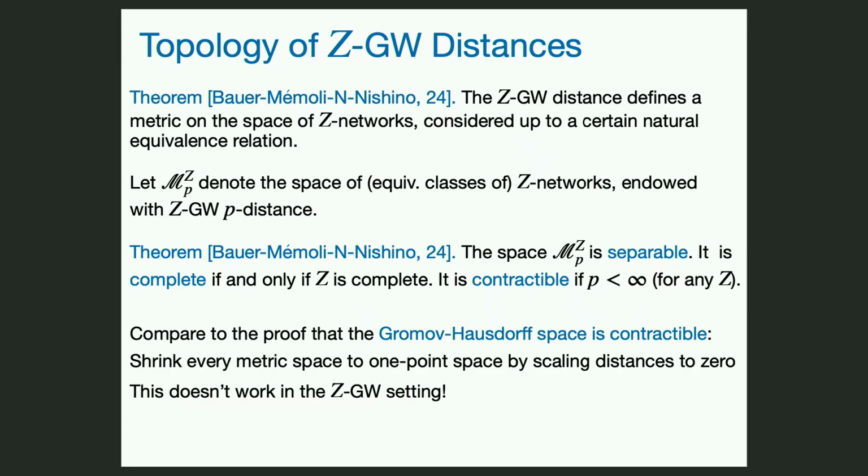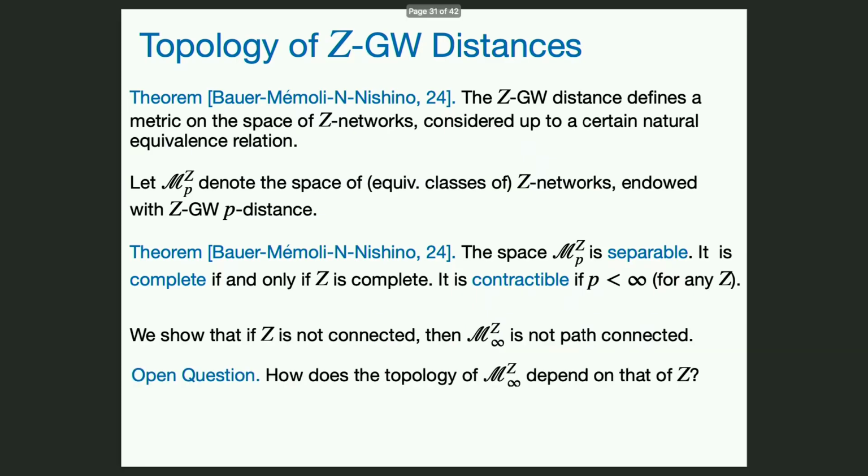Because the trick to prove contractibility is messing with the measures and rescaling the measures instead of rescaling the distances, which doesn't work when P is infinity. And in fact, we show that if Z, the target space for your kernels, is not connected, then M_Z^∞ is not path connected, so then of course not contractible. I thought about this for a while and couldn't get a full characterization, so this is an open question: how does the topology of this space depend on the topology of Z?